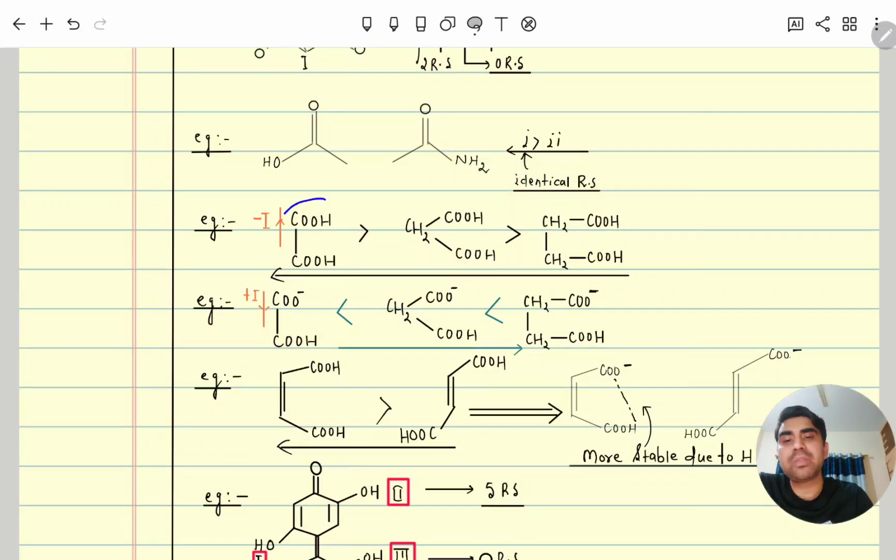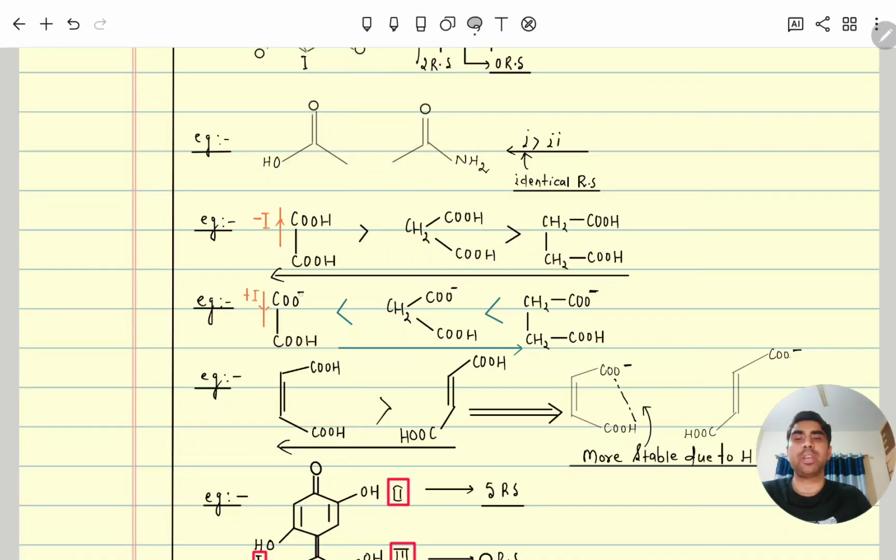So here you can see no conjugation is there. Overall this has a withdrawing tendency, so this is a minus I group. Here this one also minus I, here also this one minus I. But as distance increases, the minus I effect will be less. So this conjugate base will be more stabilized by this minus I, so the acidic strength is more.